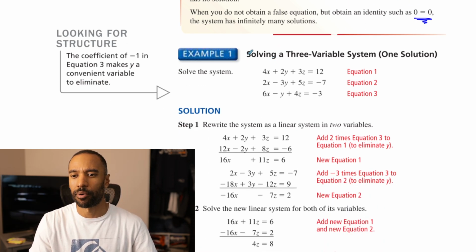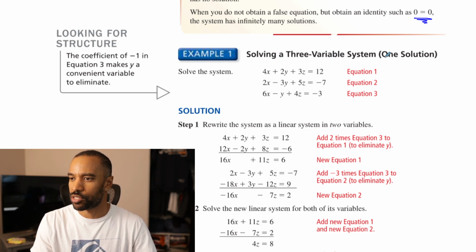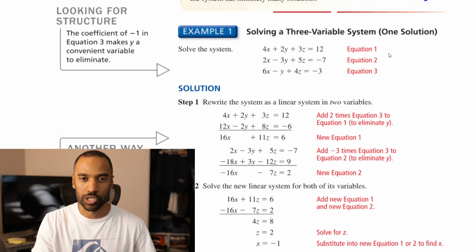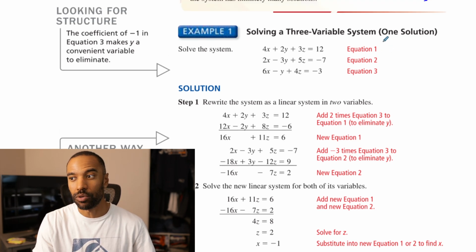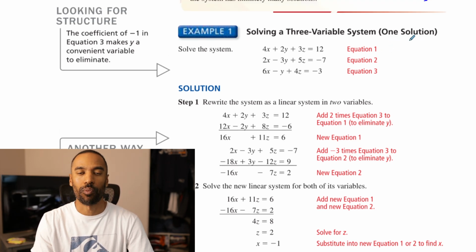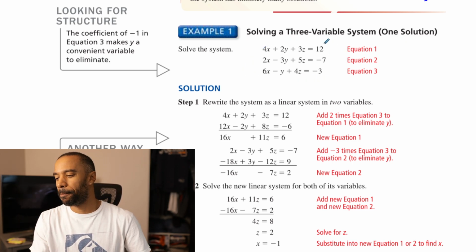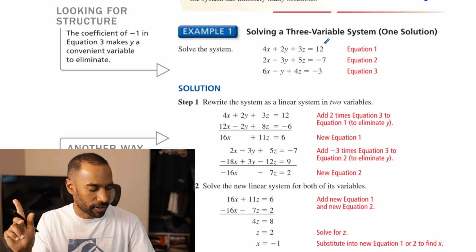So let's look at example number 1, solving a three-variable system that has one solution. Now, we don't know it has one solution beforehand. We do because they told us, but when I'm given a system, I don't know if it has one solution or not. That being said, I wanted to bring something up. I forgot what it was.